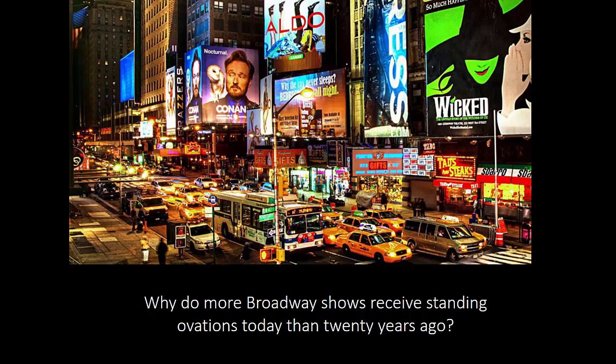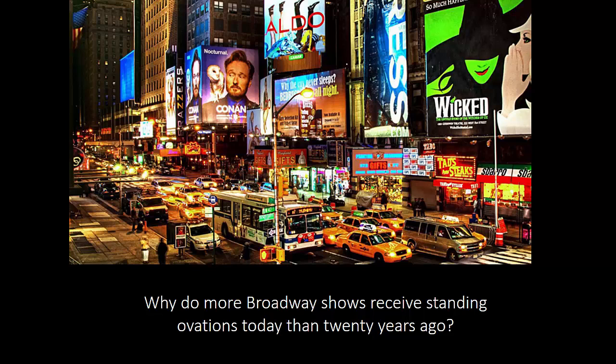That's an observation that Jon Elster makes. There's no real scientific research about that. It's just an observation that he made from going to Broadway shows over his life. Then he sees, God, people are standing up all the time. They didn't used to do that. So that's the puzzle that we have.